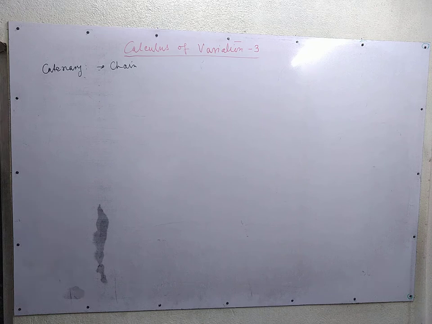This is the third lecture on calculus of variation. In the first lecture, we developed the Euler-Lagrange equation from the variation principle, and in the second lecture, we applied the Euler-Lagrange equation for the calculation of simple geodesics.